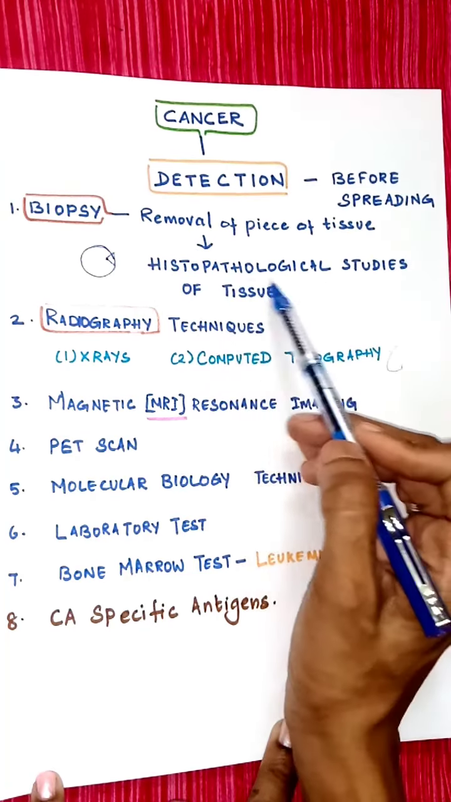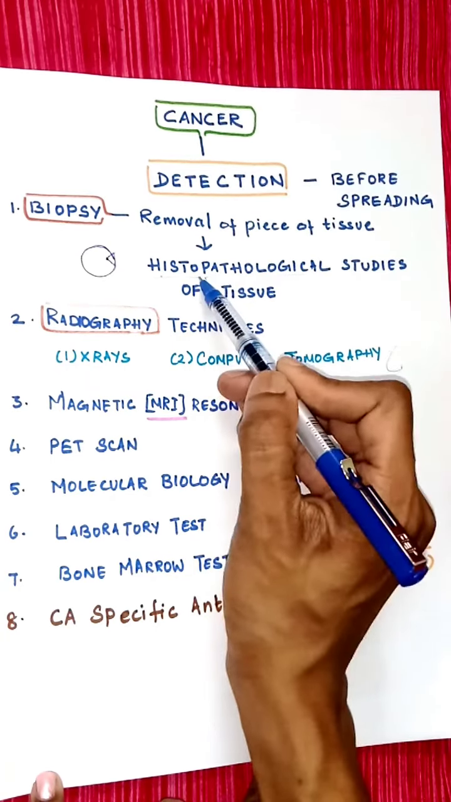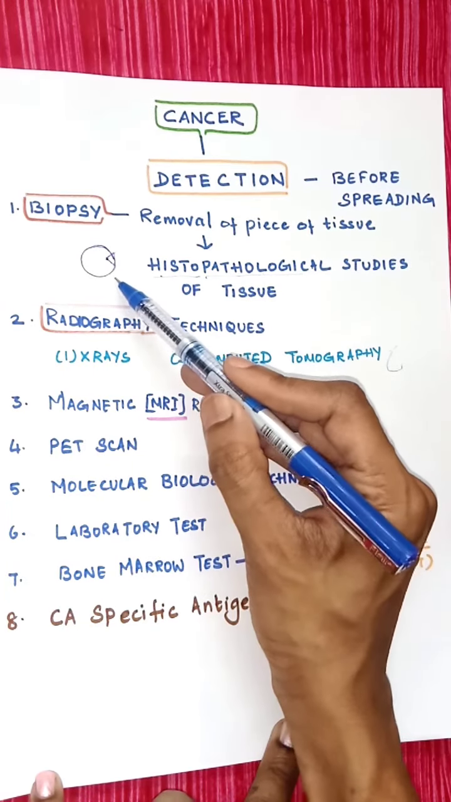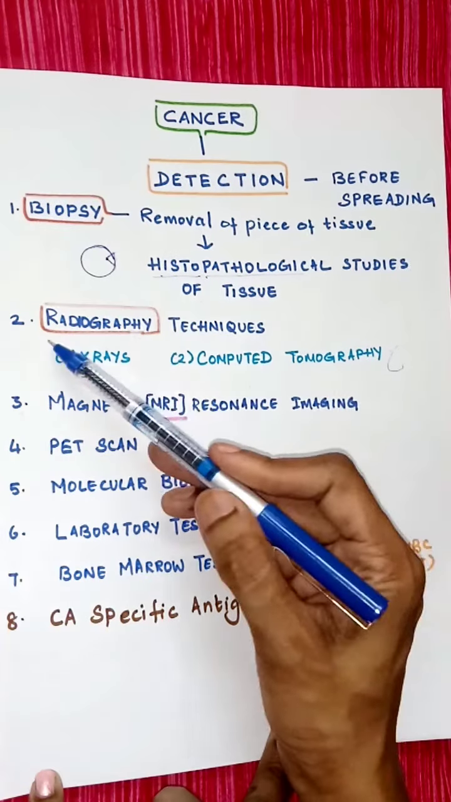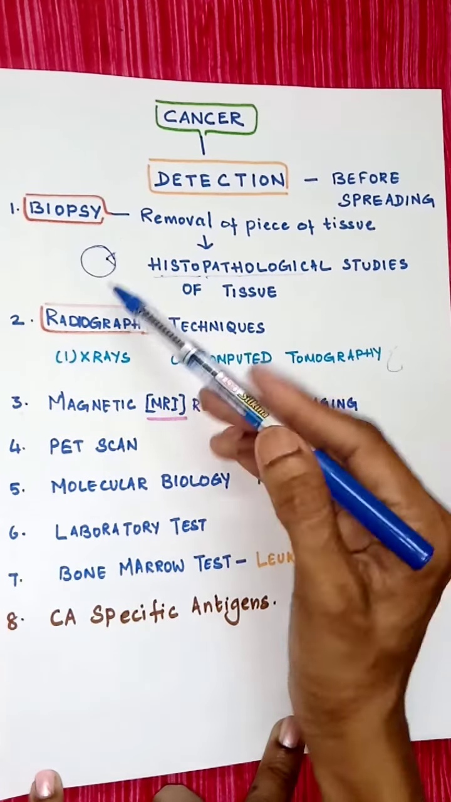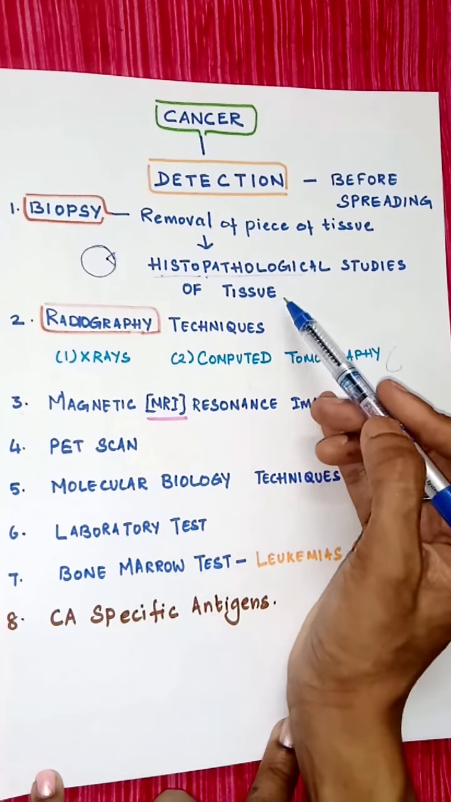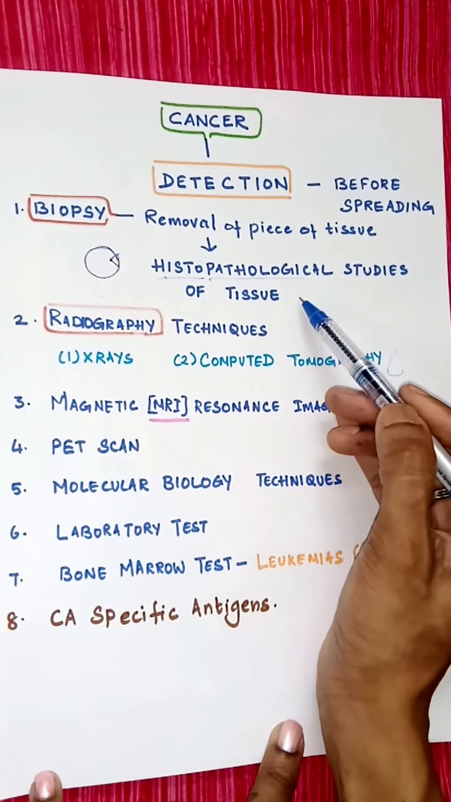So histopathological studies of the tissue. Histopathology: pathology means diseased condition and histo means tissue. So we look at the diseased condition of the tissue, whether the tissue shows any condition which satisfies the presence of cancer. So first is biopsy, that is removal of a piece of tissue and studying the tissue under the microscope to see whether there is any sign which is indicative of cancer.